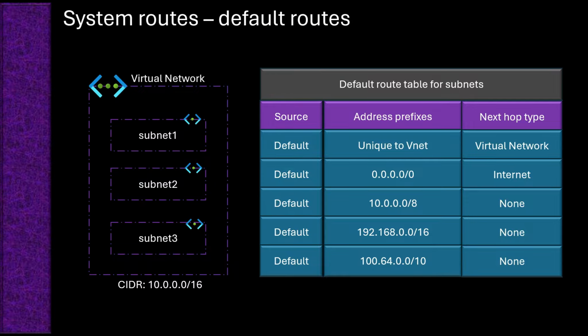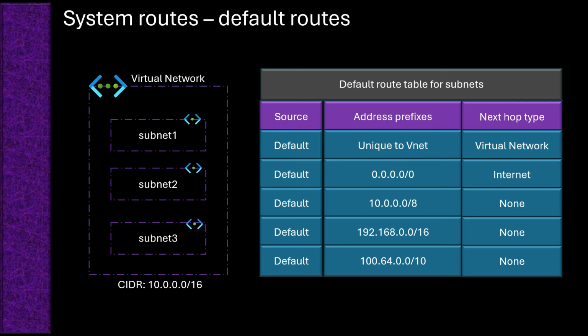In routing terms, a hop is a waypoint on the overall route. Therefore, next hop is the next waypoint that the traffic is directed to on its journey to its ultimate destination. The next hop types listed in the table represent how Azure routes traffic destined for the address prefix listed.